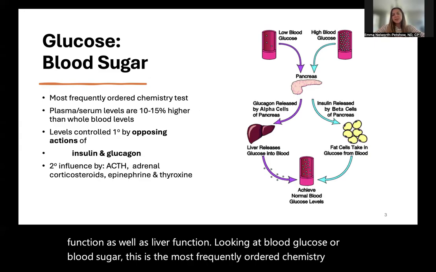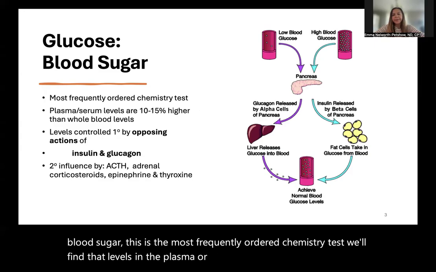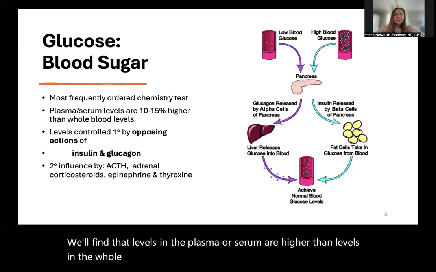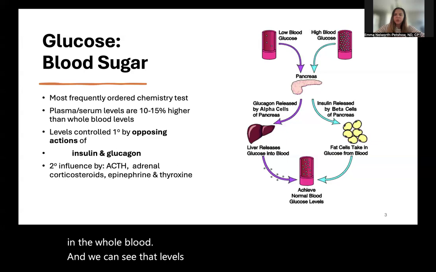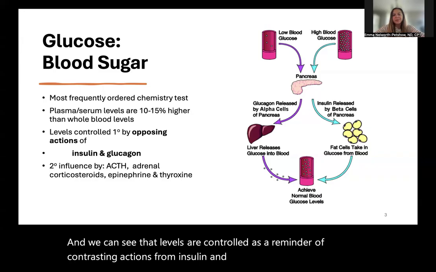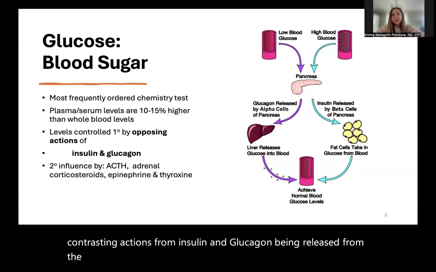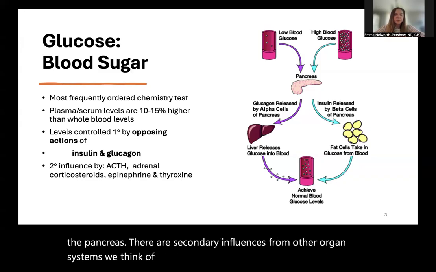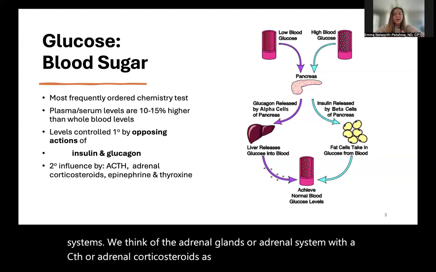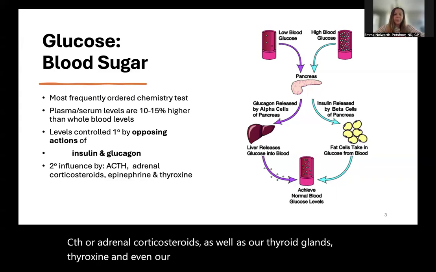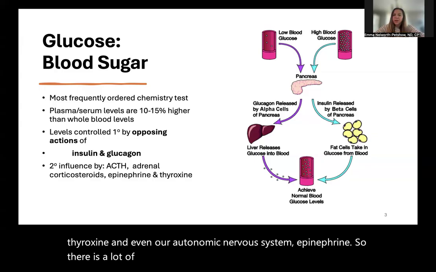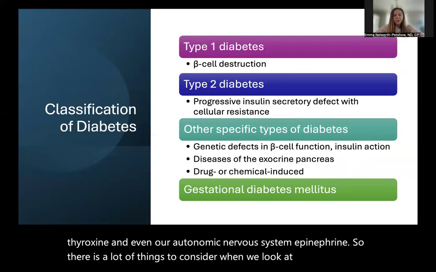We'll find that levels in the plasma or serum are higher than levels in the whole blood. And we can see that levels are controlled, as a reminder, by contrasting actions from insulin and glucagon being released from the pancreas. There are secondary influences from other organ systems. We think of the adrenal glands or adrenal system with ACTH, our adrenal corticosteroids, as well as our thyroid glands, thyroxine, and even our autonomic nervous system, epinephrine. So there's a lot of things to consider when we look at interpreting blood glucose values.